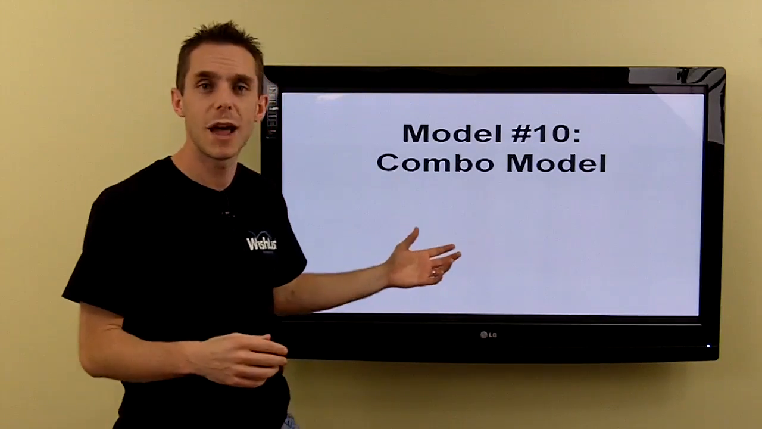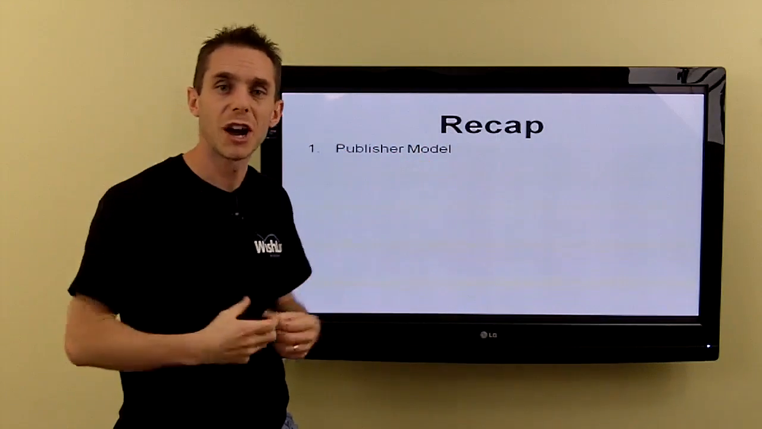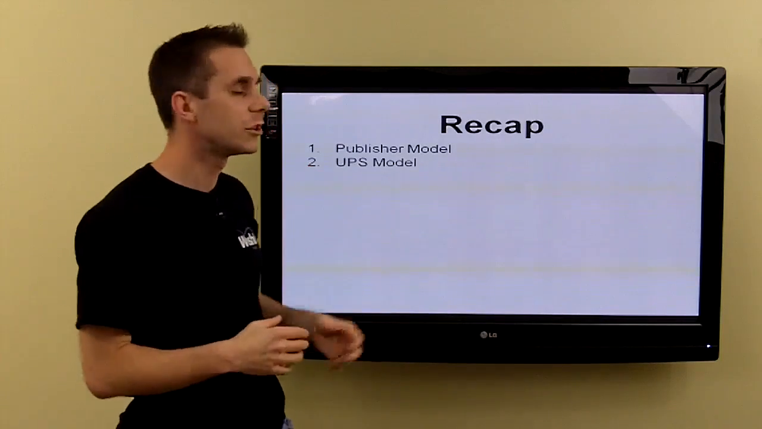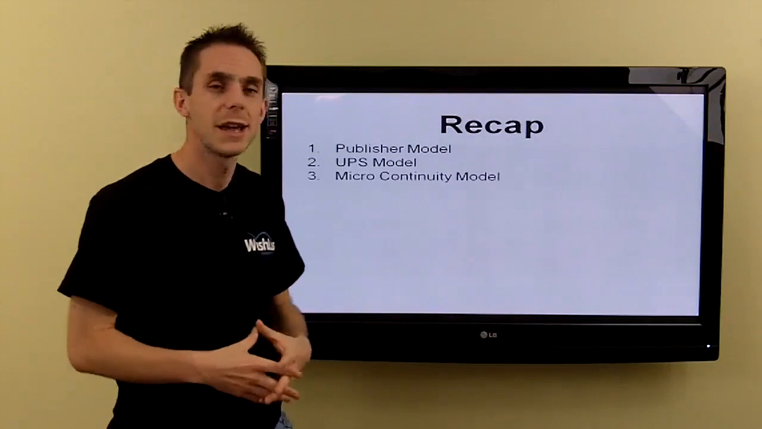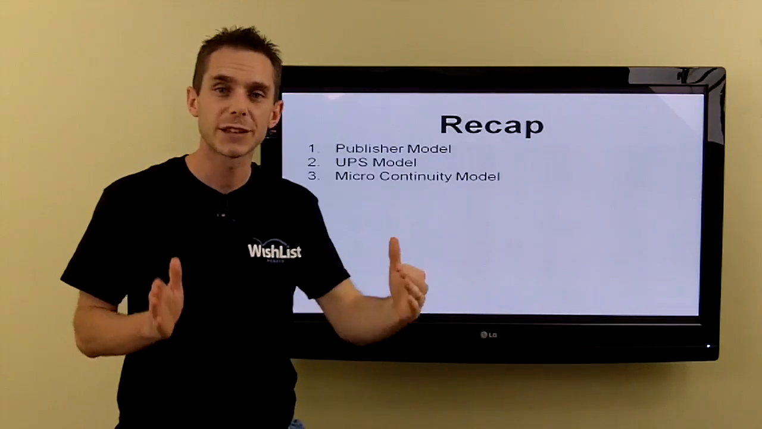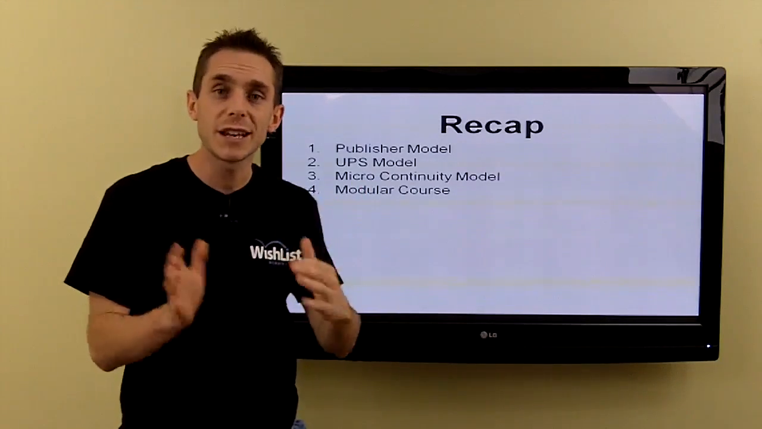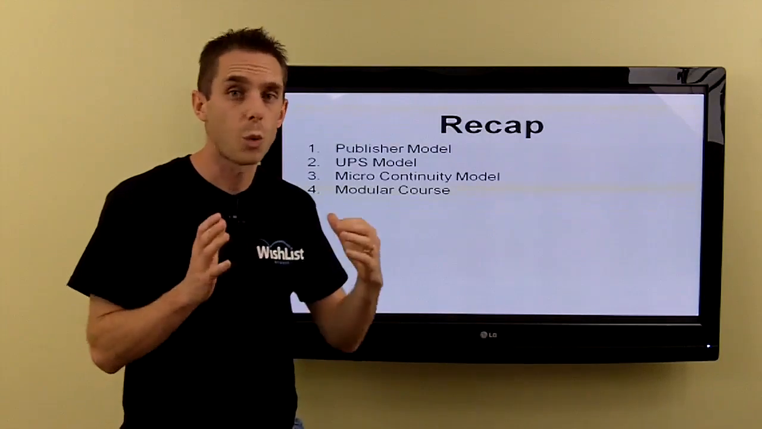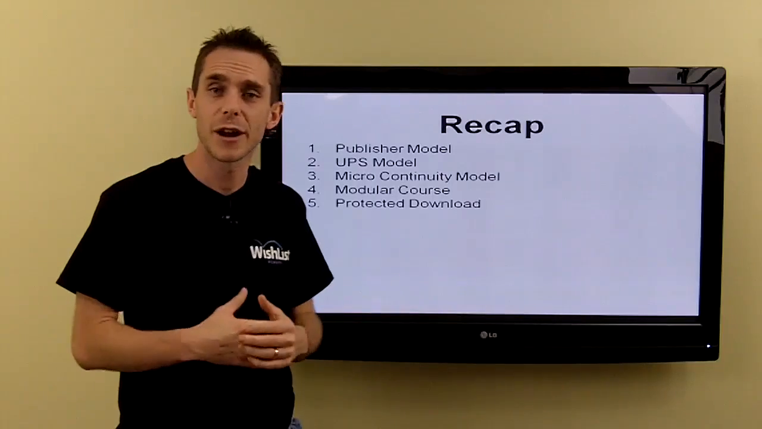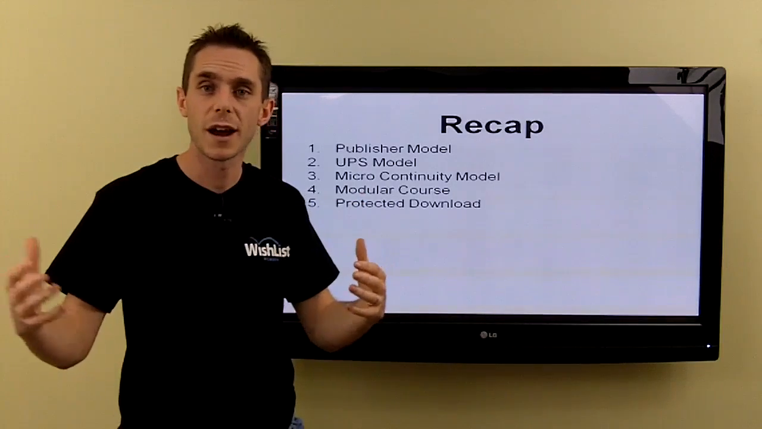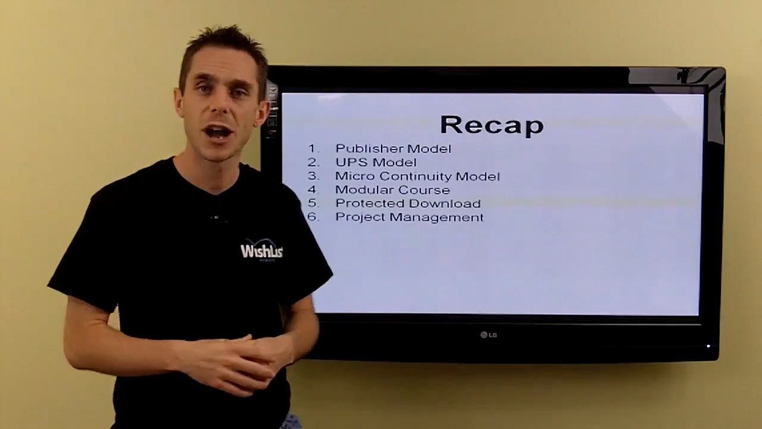All right, so let's quickly do a recap. Model number 1 is the publisher model, providing fresh ongoing content on a regular basis. Model 2 is the UPS model, delivering a package of content each month. Model 3, micro-continuity membership. It's a fixed-term membership, ends after a period of time. Model 4, modular course, sequentially delivering content to your members one module at a time. Model 5 is the protected download area. So instead of delivering a digital product on a thank you page or download page, you put it behind a members area.